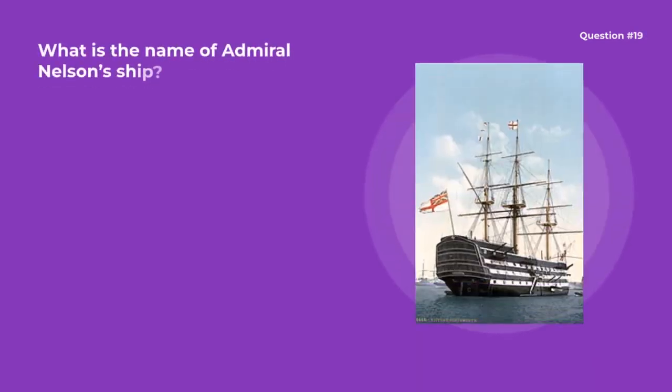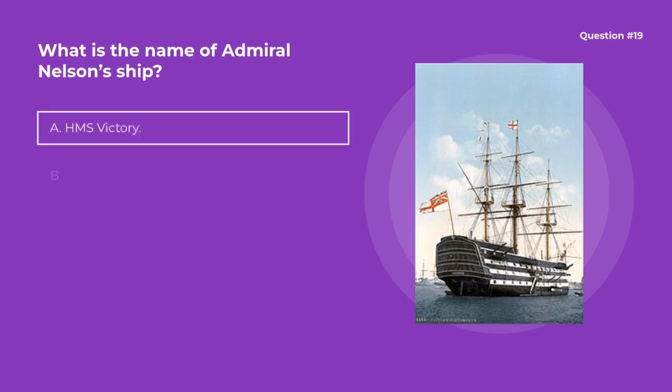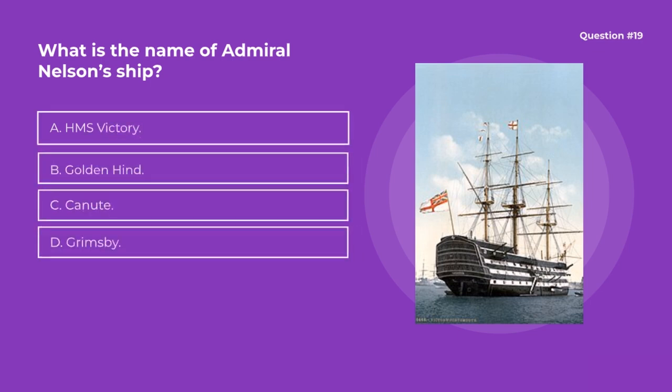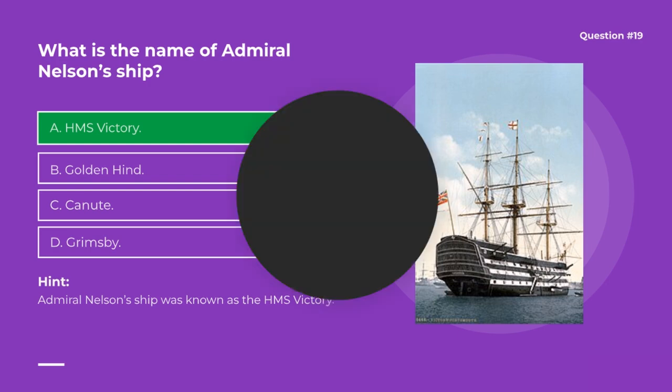Question number 19. What is the name of Admiral Nelson's ship? Options are A. HMS Victory, B. Golden Hind, C. Canute, D. Grimsby. The correct option is HMS Victory. Admiral Nelson's ship was known as the HMS Victory.